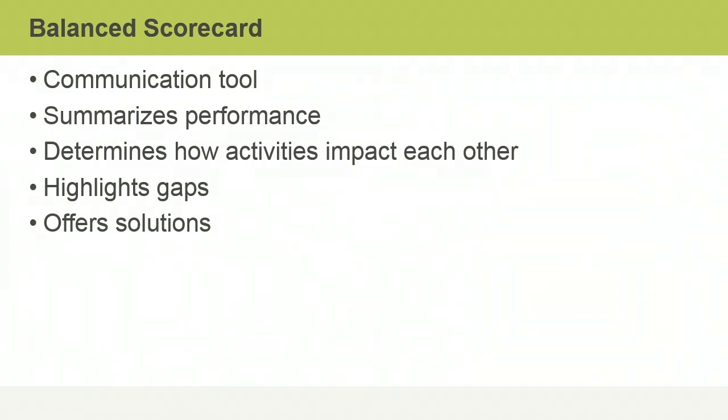In summary, the control schedule process provides you with clear methods for keeping your project on schedule. Updates to the schedule baseline must always be checked in terms of how they affect the scope and the budget of a project. And finally, the balanced scorecard is a communication tool that presents a summary of performance.